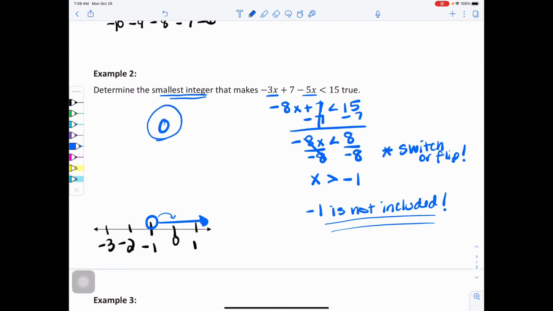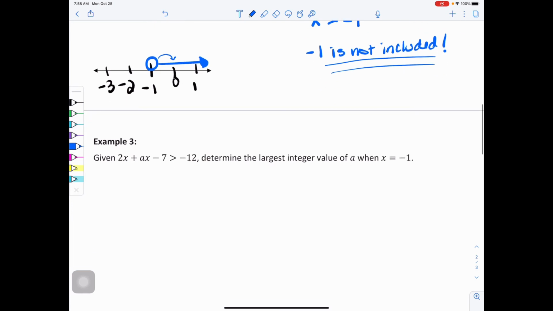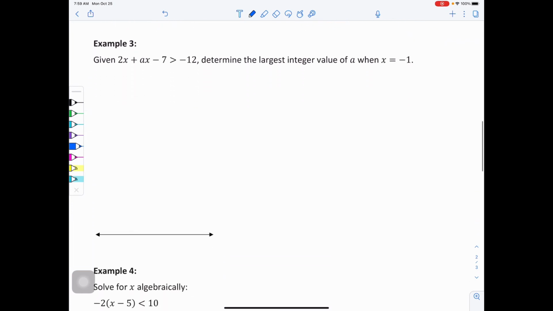So use the number line to help you with questions like smallest integer, or what you're going to see in example 3, which is largest integer. In example 3, it says given 2x plus ax minus 7 is greater than -12, determine the largest integer value of a when x equals -1.